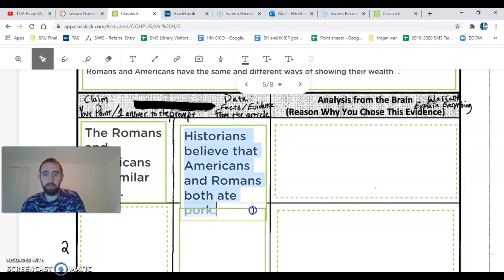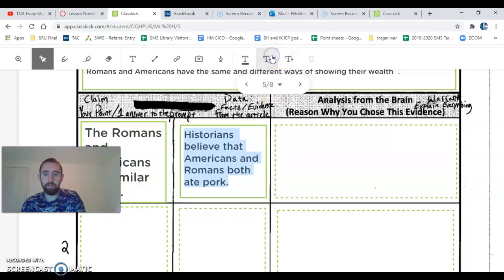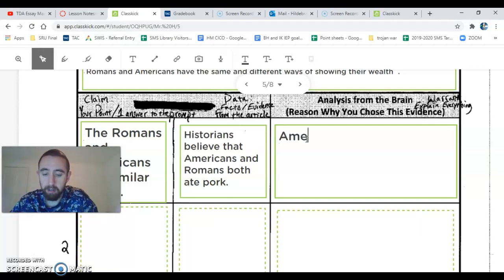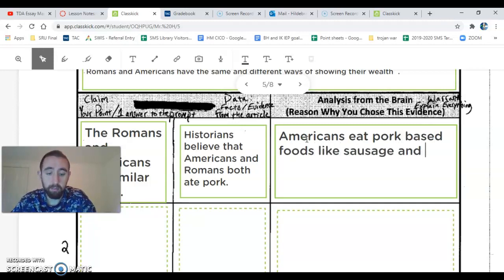Let me shrink that for us. So it fits in there perfect. So that's our data, right? That's our facts. Now we've got to move on to analysis. So we got to explain everything, right? So we could say Americans eat pork-based dishes like sausage and pork chops.